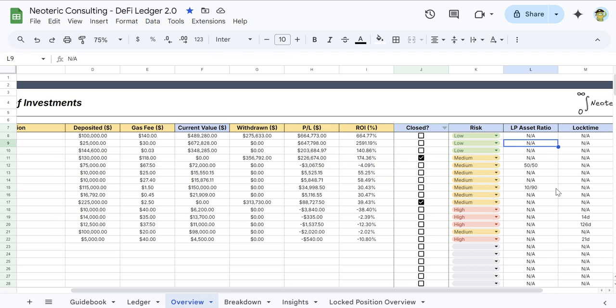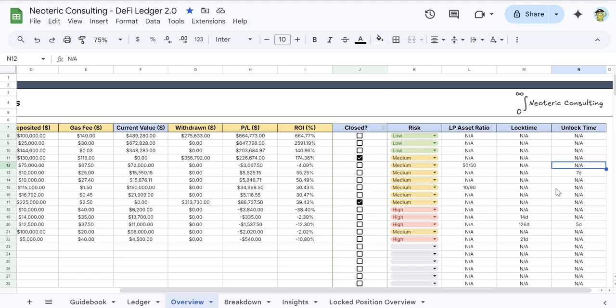Coming back to LP asset ratio, one more thing you need to note is that if it's not an LP, just say NA. And here, you don't want to represent it as a decimal or a fraction. If it's 50-50, it adds up to 100. So what are the ratios? Just a number.